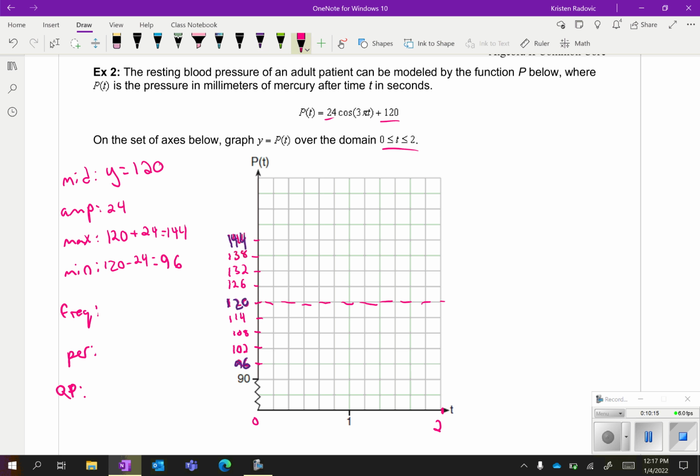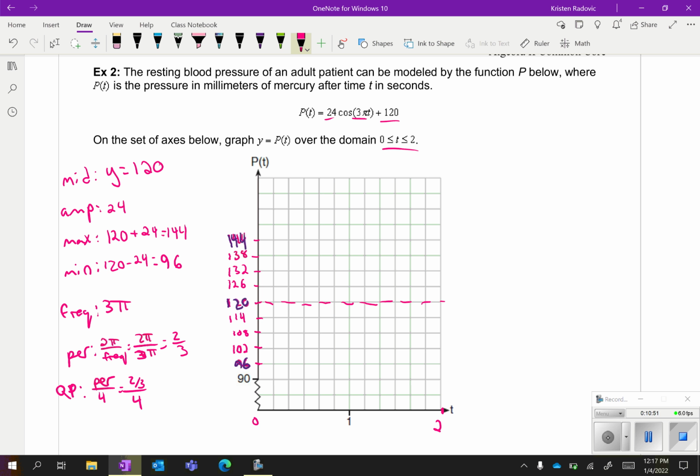From there, I'm going to go and find the frequency, which is 3 pi. We haven't done a frequency that actually had pi in it up until now, but that's okay. Our frequency is 3 pi, which means your period is 2 pi over the frequency. So 2 pi divided by 3 pi is going to give you 2/3. Your quarter points, we have our period divided by 4. You're going to have 2/3 divided by 4.